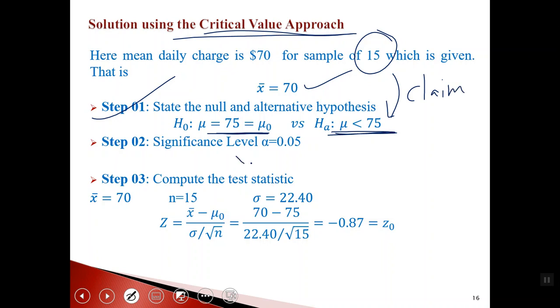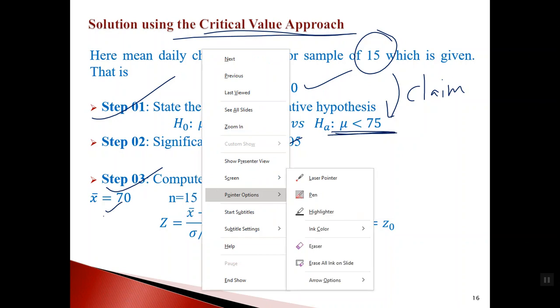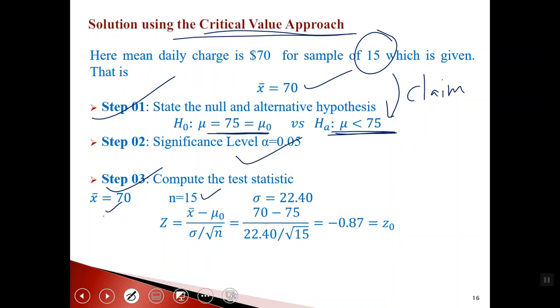The significance level they have mentioned is alpha 0.05. Then calculate your z value from x bar, which you know. The number of observations is 15, and sigma they have given at the end of the question. Calculate this z value, which we denote z naught. Here it is a negative value, negative 0.87.